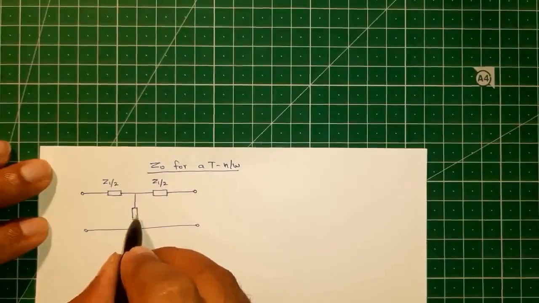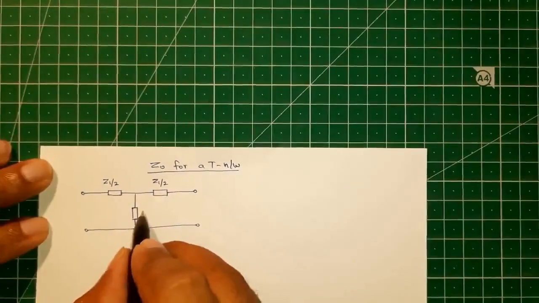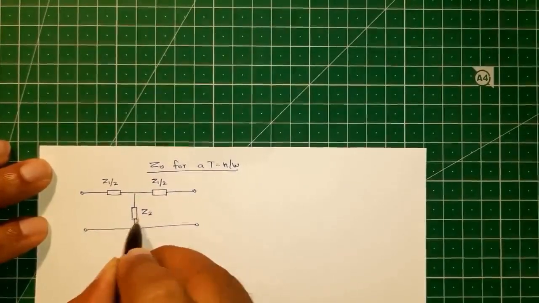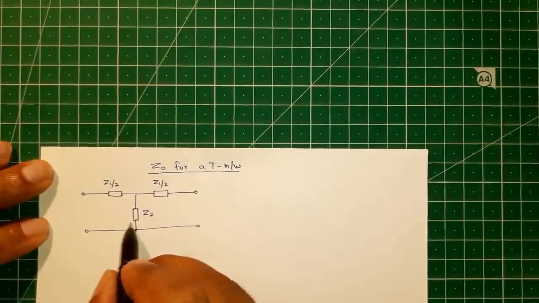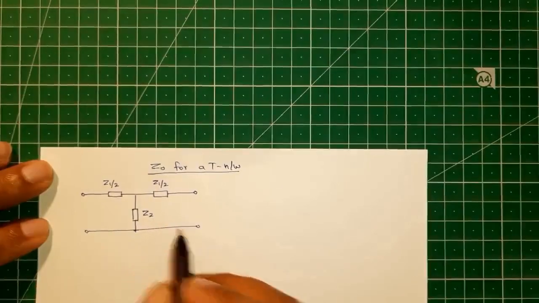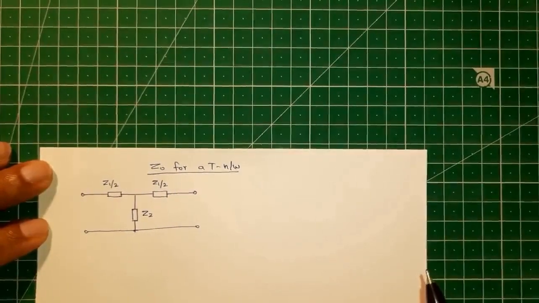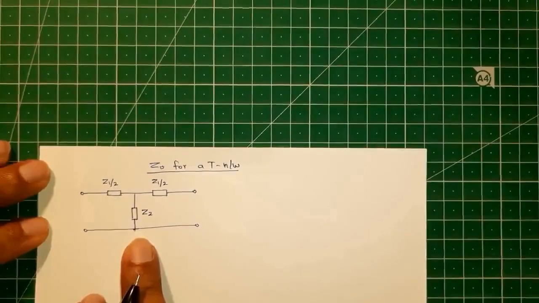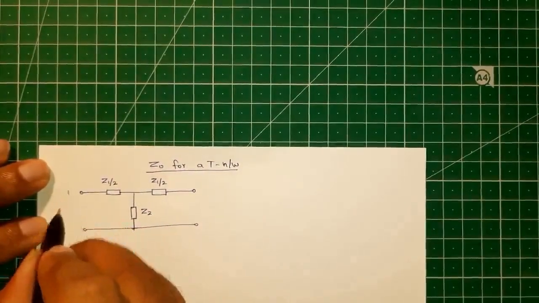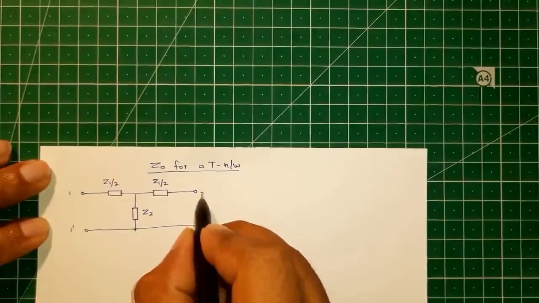Also, the total shunt arm impedance will be equal to Z2. Since we are having only one shunt element, the value of this shunt impedance should be equal to Z2. So this is our general T network. This is the input port, this is the output port.